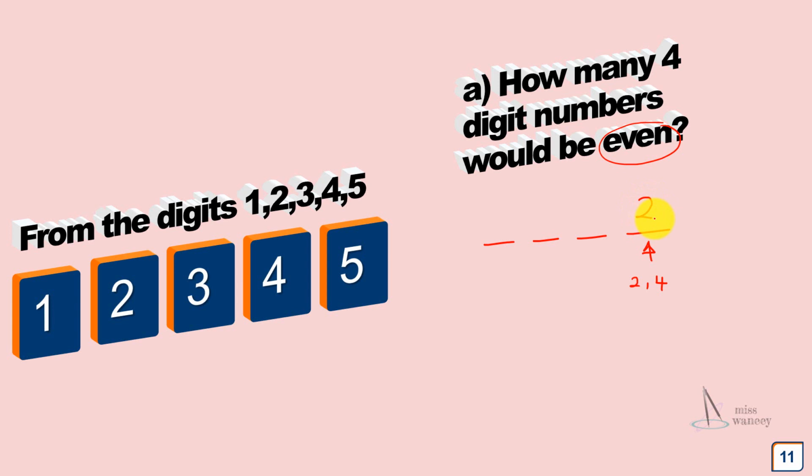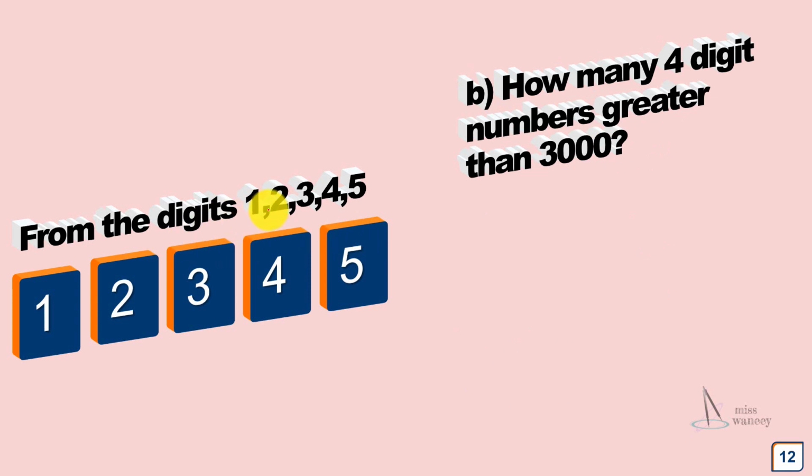So I have 2 choices here. Out of 5, either 2 or 4 will be at the end. That means I will be left with another 4 digits in front, and then 3, and then 2. So the number of ways will be 4 times 3 times 2 times 2, which is simply equal to 48. So this is equal to 48 ways.